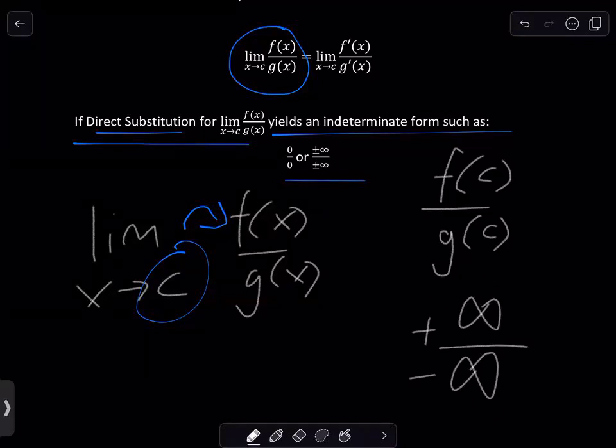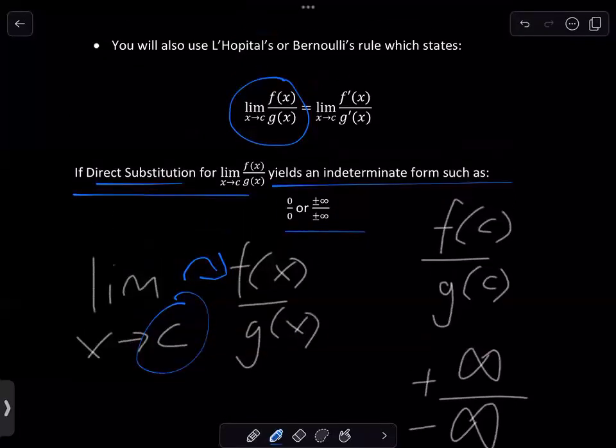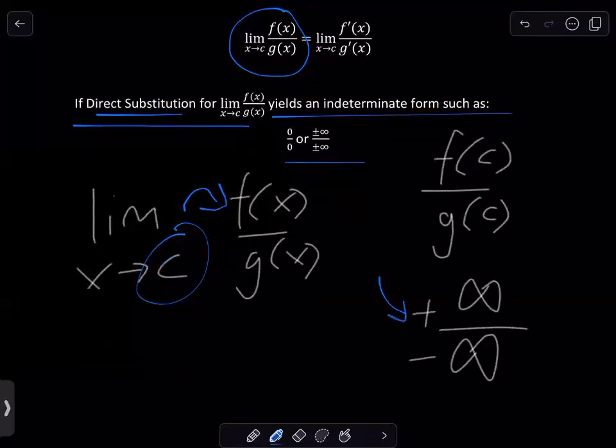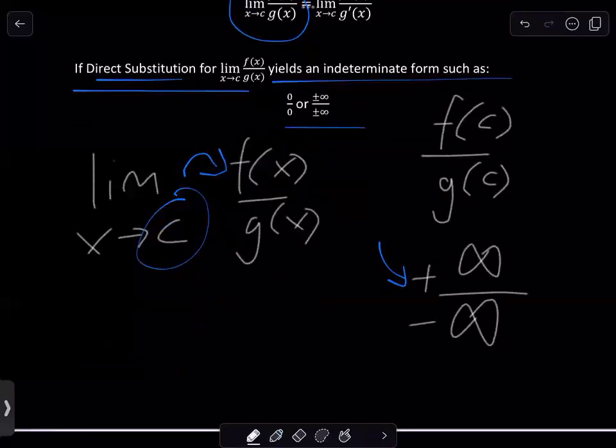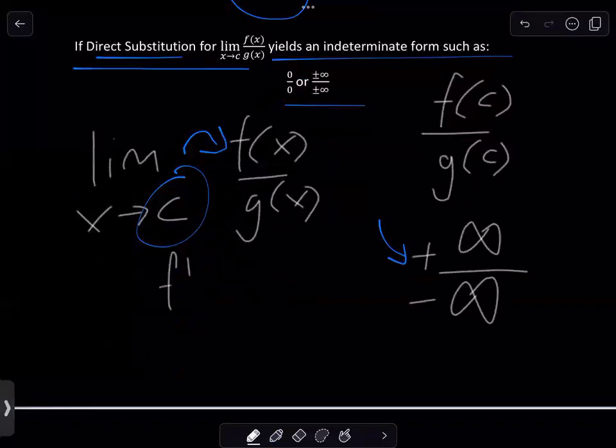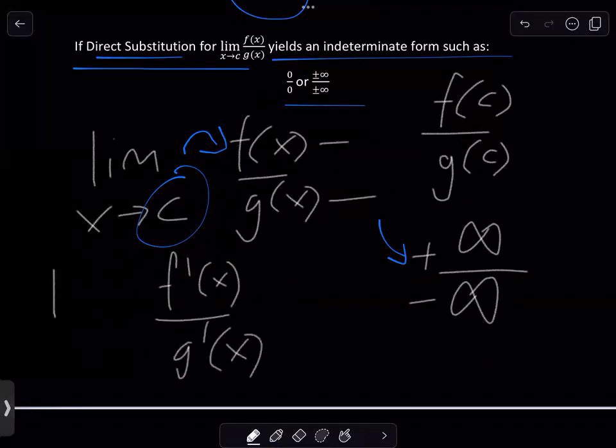If that is the case, once you have used direct substitution, you're going to use Bernoulli's rule, and that basically says, okay, you've got an indeterminate form, no problem. What we're going to do is differentiate the numerator to get f prime of x, and then differentiate the denominator to get g prime of x. Then you just take the limit as x approaches c of this. And if it gives you a valid answer, great. That's your answer to the entire question.